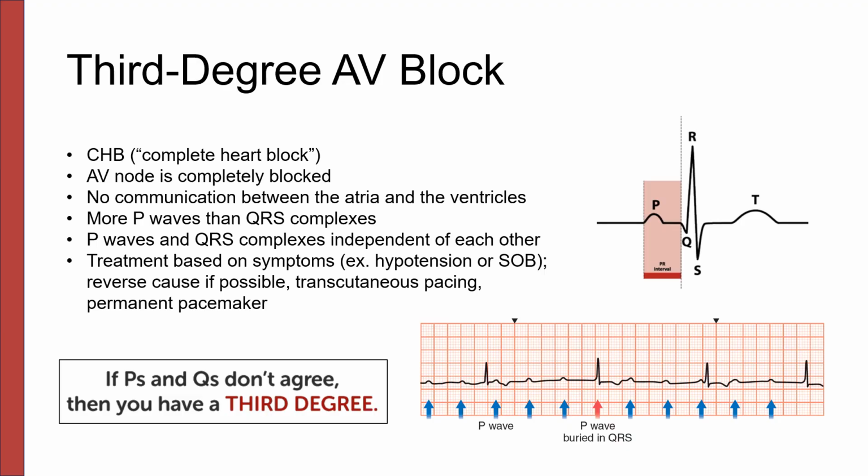So our final block here is third degree AV block, also known as CHB for short, complete heart block. So this is where there are zero impulses going through that AV node. So the SA node is firing and the atria are contracting, and then the ventricles are just contracting on their own. There's no synchrony there. Because there's no communication between the atria and the ventricles, what we see on the strip is just a bunch of P waves and a bunch of QRSs. They're not next to each other how they should be. The QRS doesn't have a P wave next to it every single time.